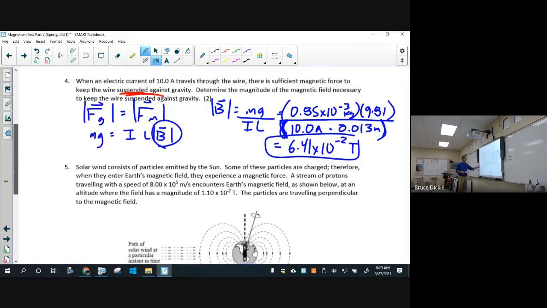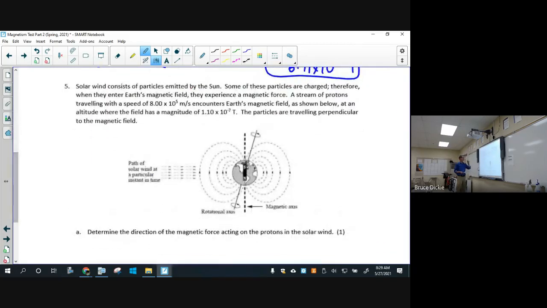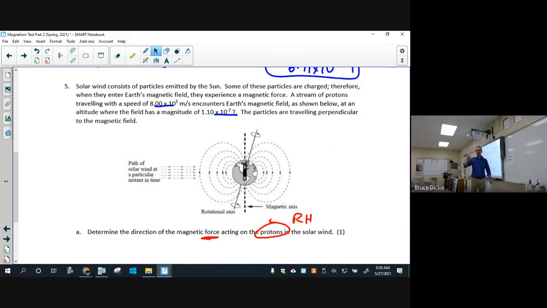And finally, the last question, number 5. Solar wind, particles of the sun. Here's a speed, here's a magnetic field. That's a pretty weak magnetic field, actually, but it's far away from the Earth, so that's reasonable. We want to determine the direction of the magnetic force on the protons in the solar wind. It's protons, so this is going to be a right-hand rule. Magnetic force, this is going to be a right-hand deflection rule.